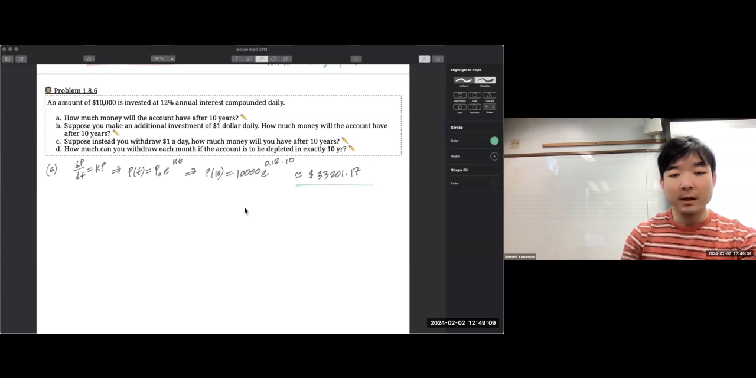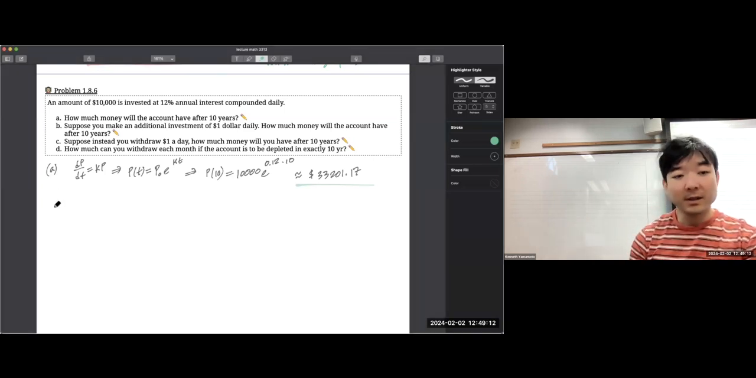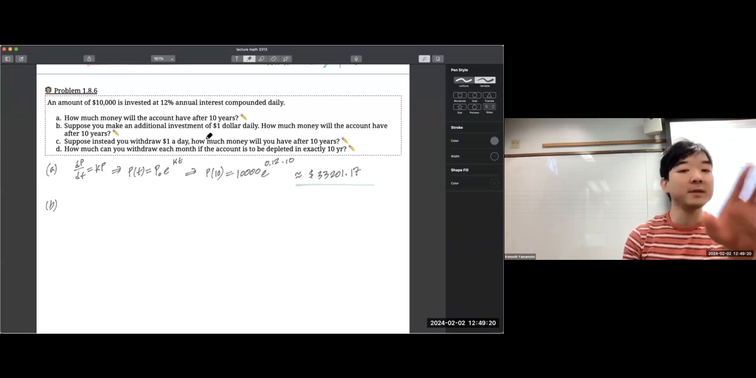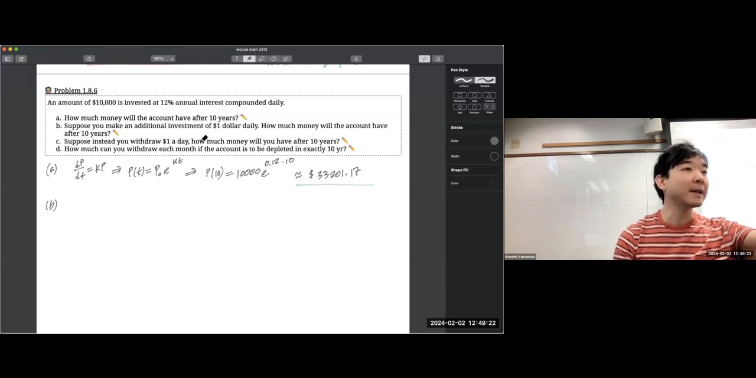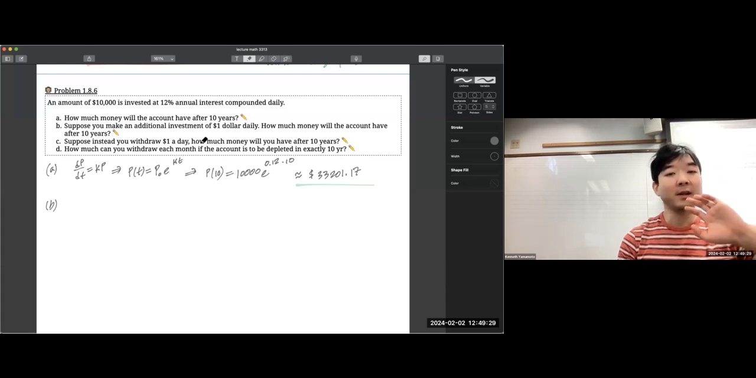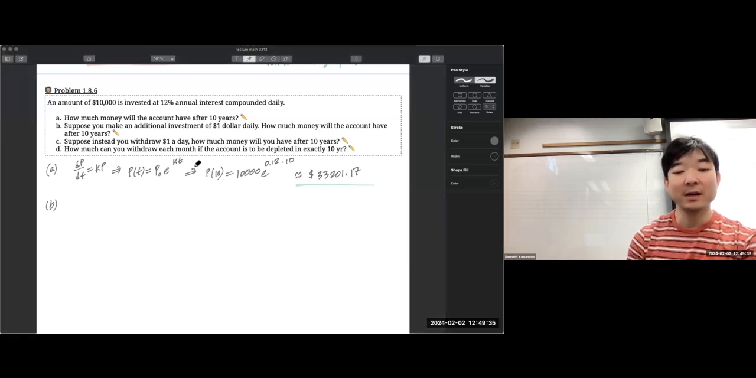Yeah, it's very good. Now, let's build the equation for part B. Suppose you make an additional investment of $1 every day. How much money will you have after 10 years? Same 10 years, one without adding any money to it. The other, you're skipping, well, coffee doesn't cost $1, but let's say it does. I'm skipping coffee every day and just putting that money into the account. After 10 years, how much of a difference would that make?